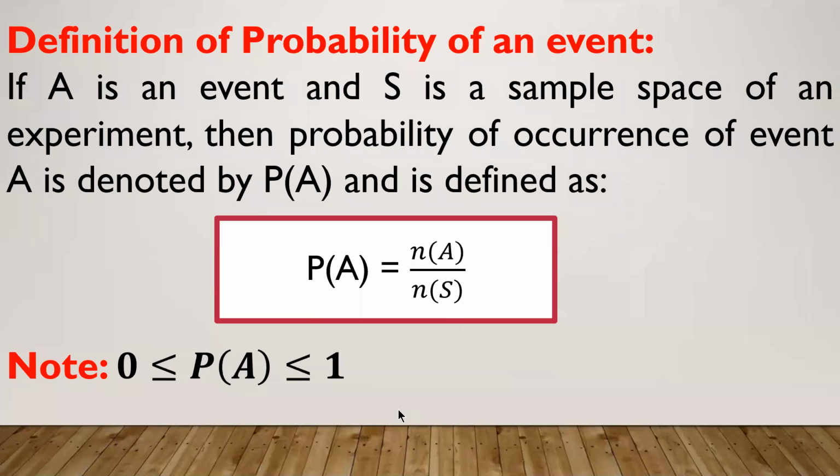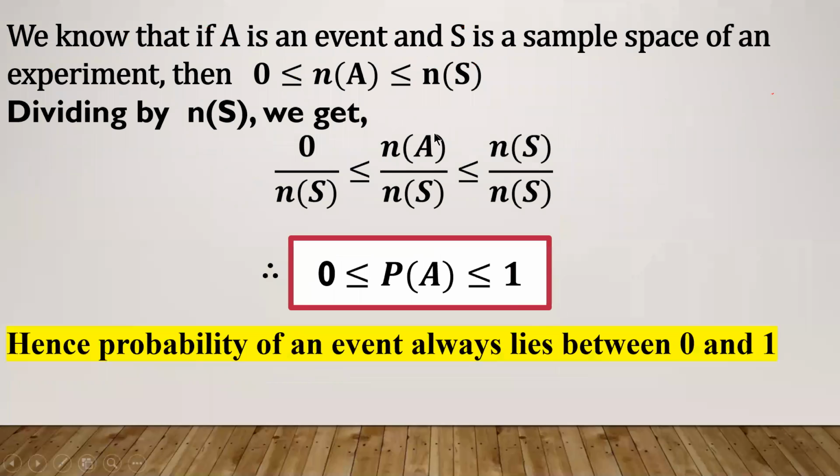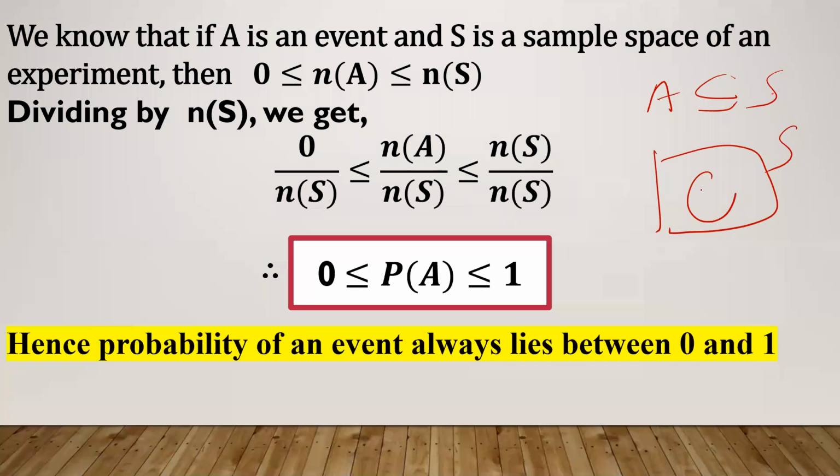How? Let me tell you in the next slide. Though nobody is going to ask you the proof of that, you should know how you are getting it. We know that A is an event and S is a sample space. So what is the relation between A and S? S is the bigger set and A is a part of it. So the number of members in A will definitely be less than the number of members in S. That is what I have written here: A is an event, meaning A is a subset of S. So the number of points in A will be less than or equal to the number of points in S, and definitely the number of points in A cannot be negative. So 0 is less than or equal to N of A, which is less than or equal to N of S. Now I divide this by the number of points in S, that is N of S.